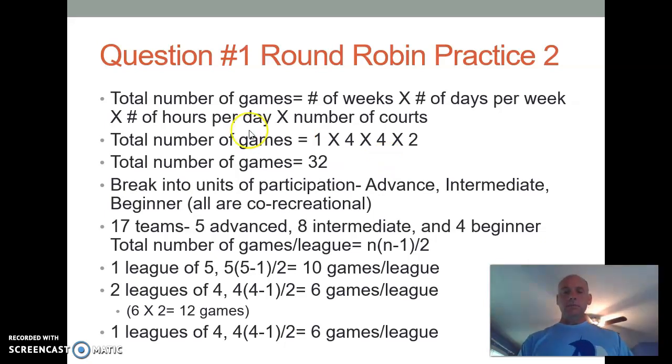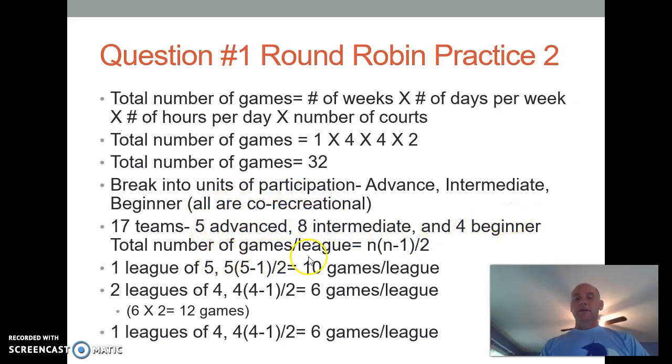Okay, now as I mentioned, we broke it down into units of participation. We have an advanced league, an intermediate league, and a beginners league. All these are co-recreational, so males and females all put together, so we don't have to worry about breaking off into males and females. We just broke it down into advanced, intermediate, and beginners. Okay, so we did get 17 teams signed up, and out of those 17 teams, we have 5 that are advanced, 8 that are intermediate, and 4 beginners.